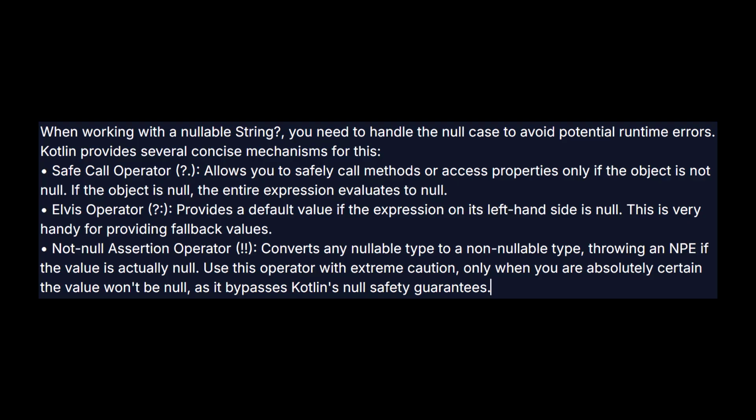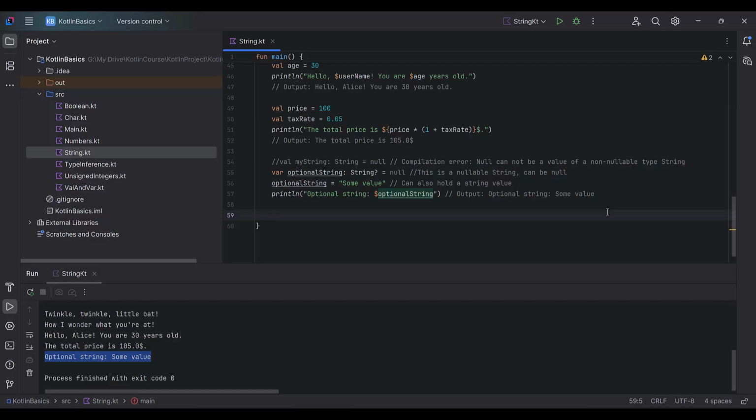Kotlin provides several concise mechanisms for this. Safe call operator allows you to safely call methods or access properties only if the object is not null. If the object is null, the entire expression evaluates to null. Elvis operator provides a default value if the expression on its left-hand side is null. This is very handy for providing fallback values. Not null assertion operator converts any nullable type to a non-nullable type, throwing an NPE if the value is actually null. Use this operator with extreme caution, only when you are absolutely certain the value won't be null, as it bypasses Kotlin's null safety guarantees.